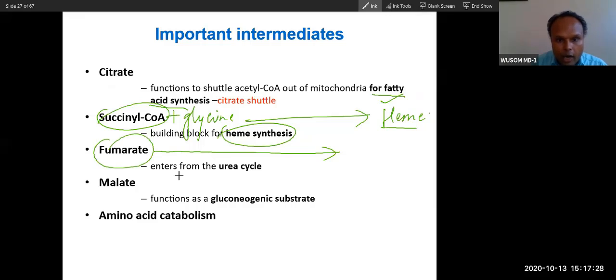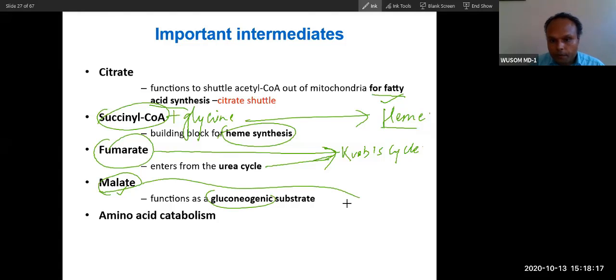But fumarate is actually part of the urea cycle. The urea cycle we will talk about in MD2. So remember, the urea cycle is connected with the Kreb cycle through fumarate. Malate functions as a gluconeogenetic substrate, so malate will form glucose. We will talk about how the Kreb cycle helps in glucose synthesis. So these two we will talk a little bit now.